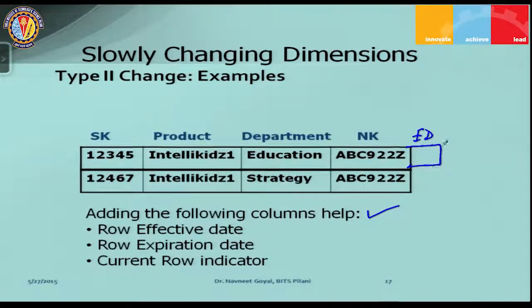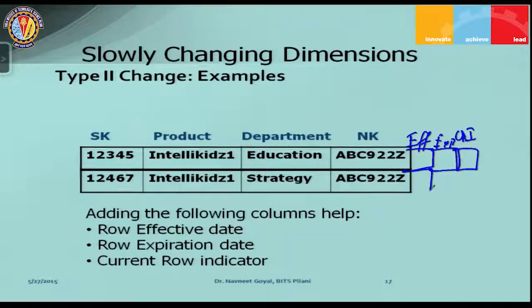Okay, you can have the effective date, and then you can also have the expiry date of that record, and also the current row indicator, CRI. So suppose I made this change today, right?